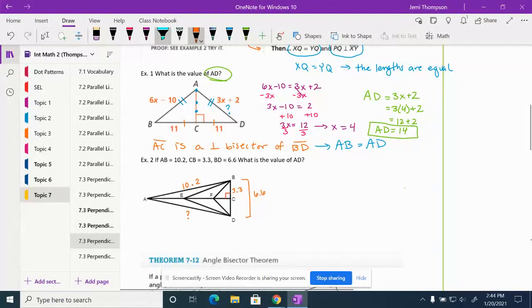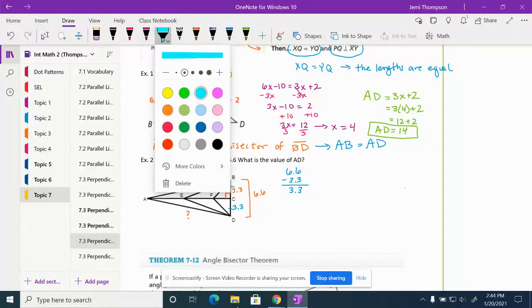So first thing, the first thing that I notice that I can find is this length right here, CD. And I can do that by doing 6.6 minus 3.3. It's pretty easy to do in your head. Hopefully you can notice that that gives me a length here of 3.3. What does that tell me? BC is equal to CD. That means that BD gets bisected, right? It gets cut in half. What does it get cut in half by? AC.